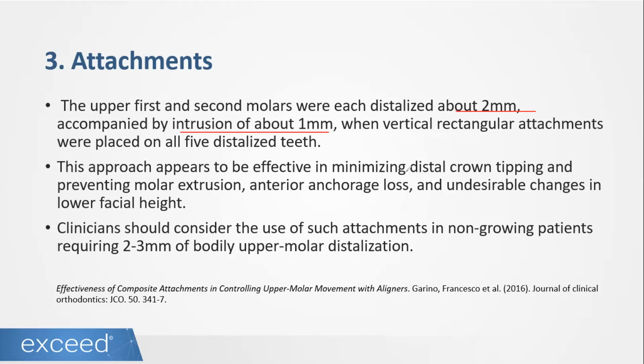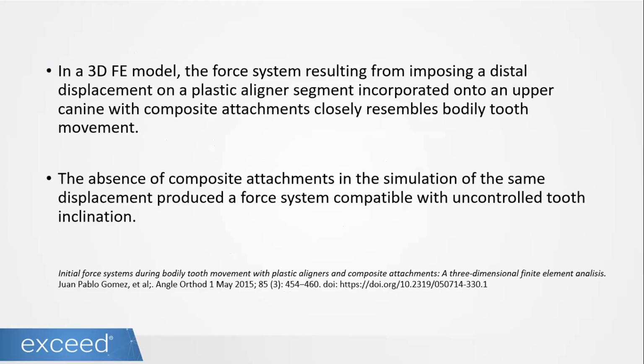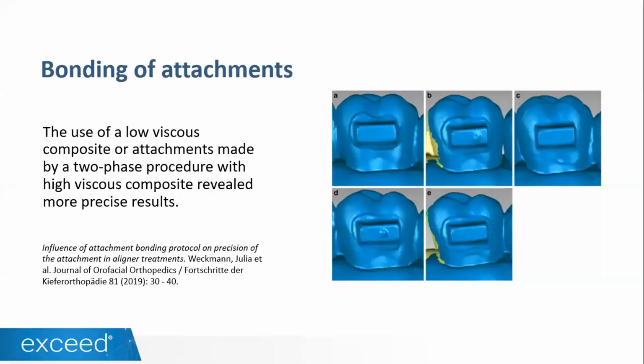And in the situation where they did this without attachments, what they got was distal crown tipping. So this is something to take into consideration, because if you don't add those attachments, then you're not going to be able to get the root movement that you desire. And this applies the same for angulations. So here it is just the same. A study is saying that we cannot control the roots very well if we don't bond the attachments.